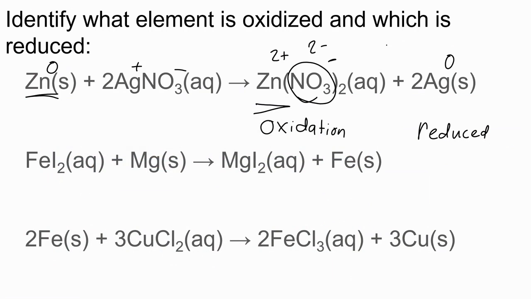Wait, so how do we know that it ends up at 0 if it turns to a solid? Yep, solid metal is going to have a 0 charge. That's a property of the metal. It has a 0 charge. Okay, other questions? Okay.